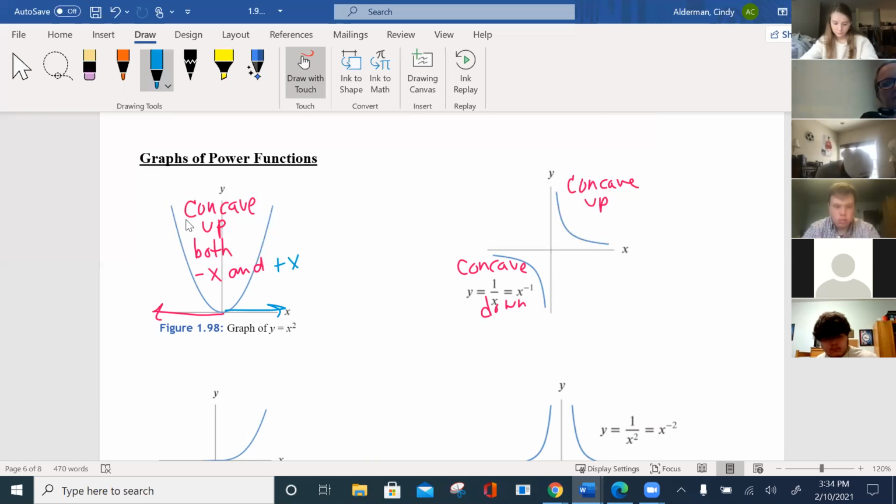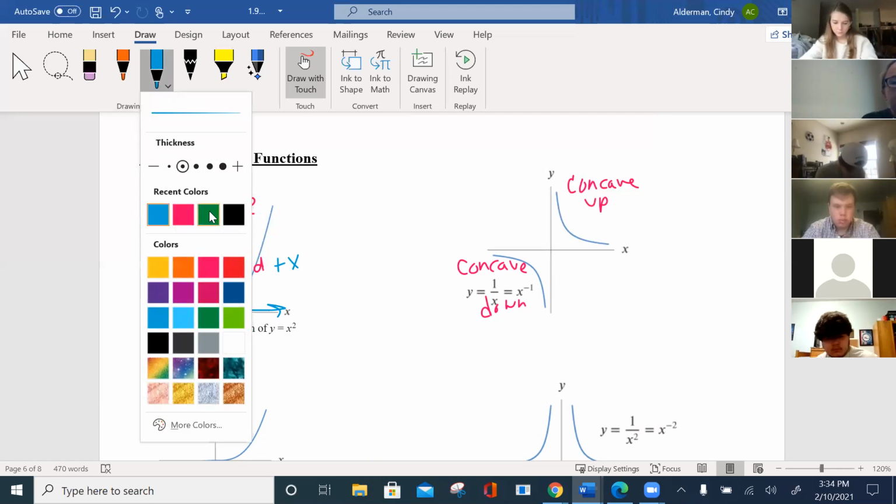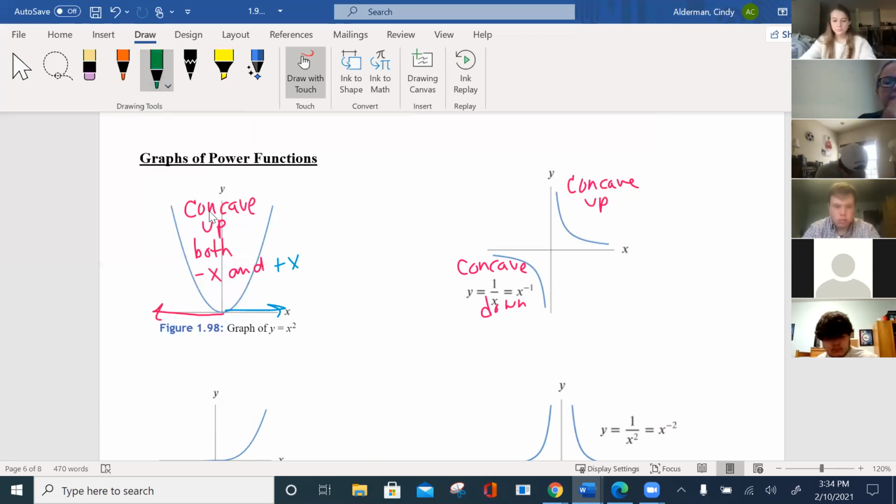Another thing that is good for you to recognize when you're looking at graphs, especially as we go forward, is where it's increasing or decreasing. So you can say here it's decreasing. And then on the right side, it's increasing the whole way.